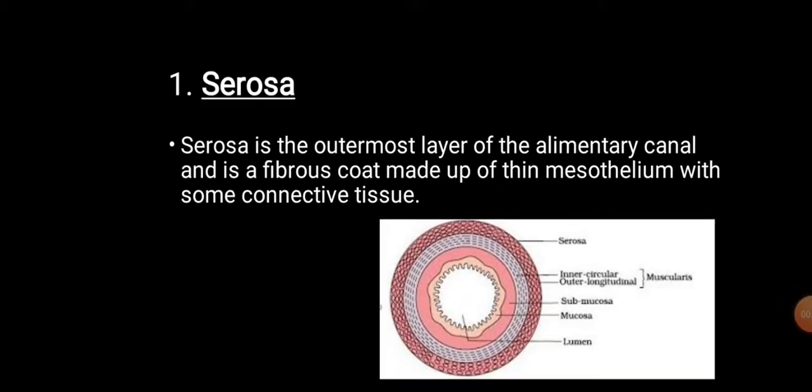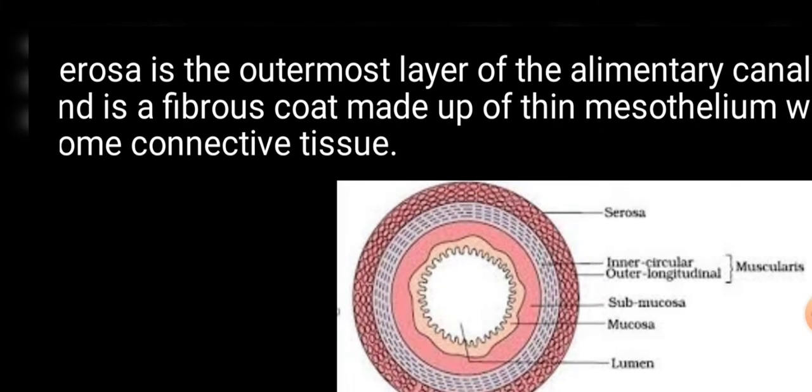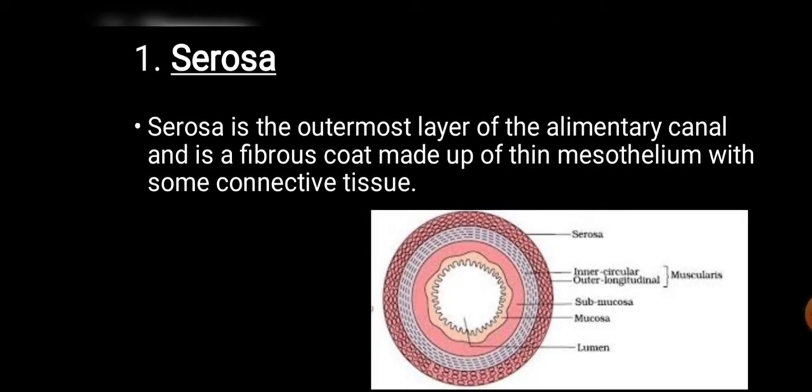The outermost layer of the alimentary canal is called the serosa, and it is fibrous in nature. This fibrous coat is made up of thin mesothelium along with some connective tissue. Mesothelium is an epithelial tissue that lines the abdominal tract or the gastrointestinal tract. Connective tissue is a tissue which connects the different parts of the body. So this is the serosa.